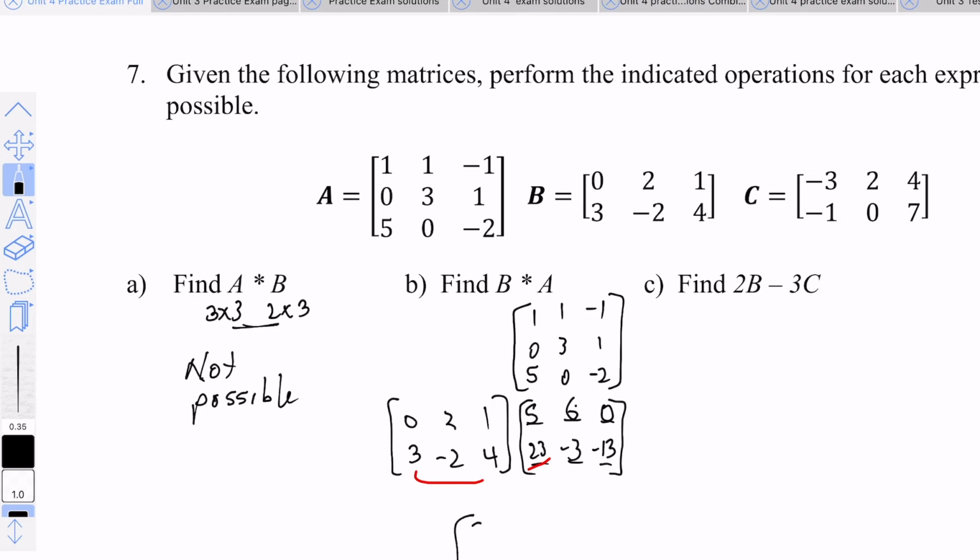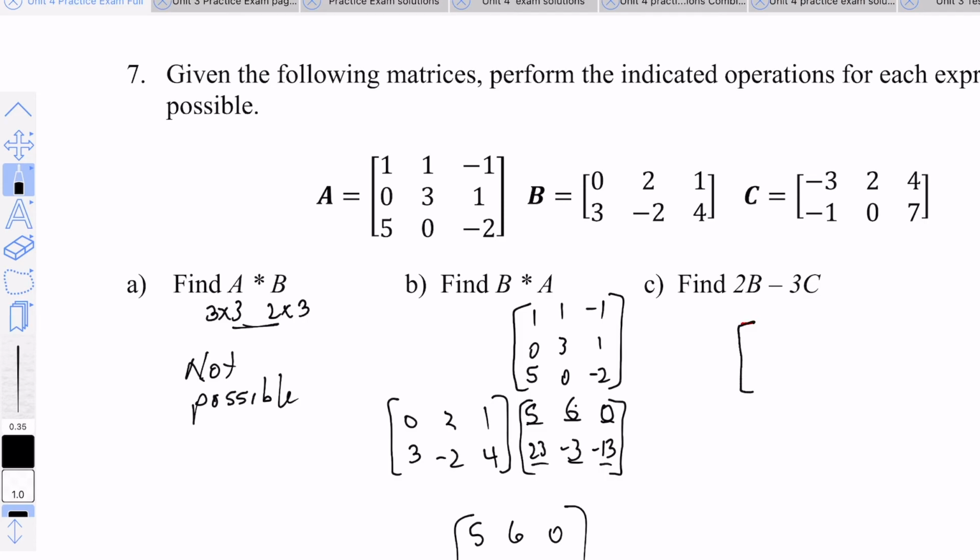So the solution there is 5, 6, 0, 23, -3, -13. Now for part C, this is scalar multiplication and then subtraction. So we have to make sure that B subtract C, they have the same dimensions. This is a 2 by 3, we're subtracting a 2 by 3, so that'll work.